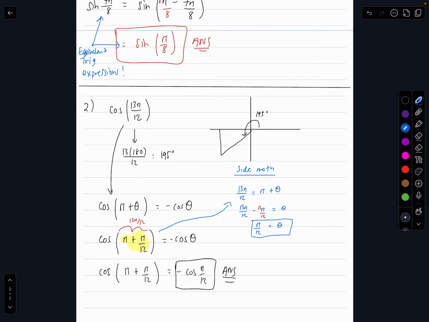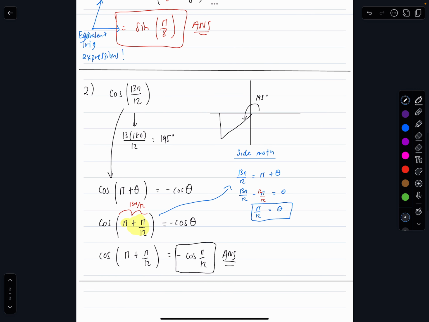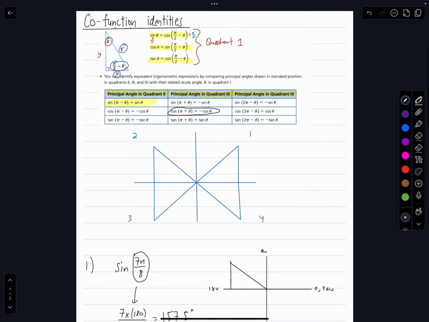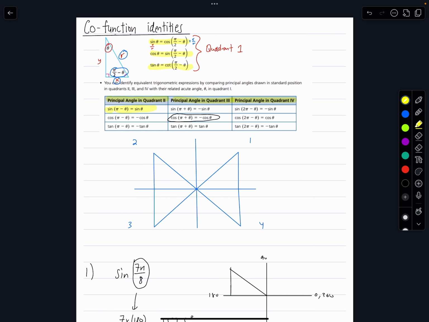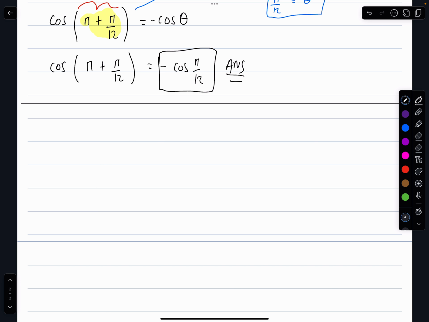So this is the thing with cofunction identities. You're really just taking these formulas and manipulating them so that you can get the equivalent trigonometric expression, right? So we did that. Cool. Okay, let's try another one. We'll say example 3. Let's do a tan function, because we did sine and cos already. Tan 5 pi over 3.